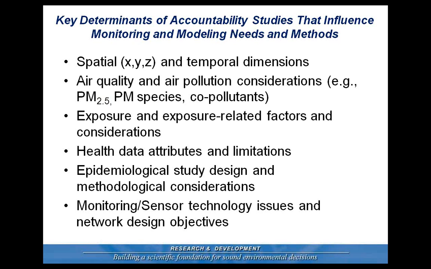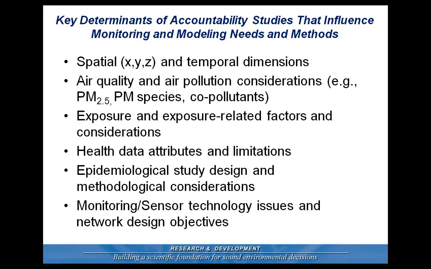First of all, my remarks are intended to mostly bridge the discussions we had in the morning between the health data set and the study design and epidemiological statistical methodology issues that are going to follow after this panel. So what are the key determinants of accountability studies that might be impacting the monitoring and modeling needs, and hence the network design?